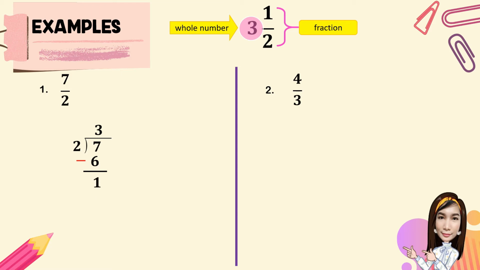Then subtract 7 minus 6, we have 1. 1 is the remainder and consider the numerator. And 2 is the divisor and consider the denominator. So we have the fraction 1 over 2. So 7/2 is equal to 3 and 1/2.